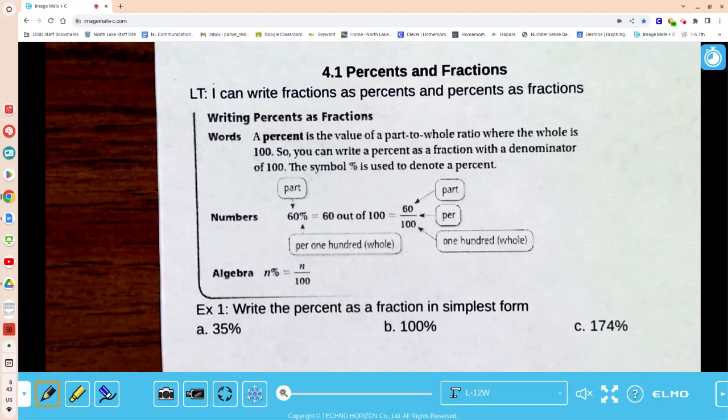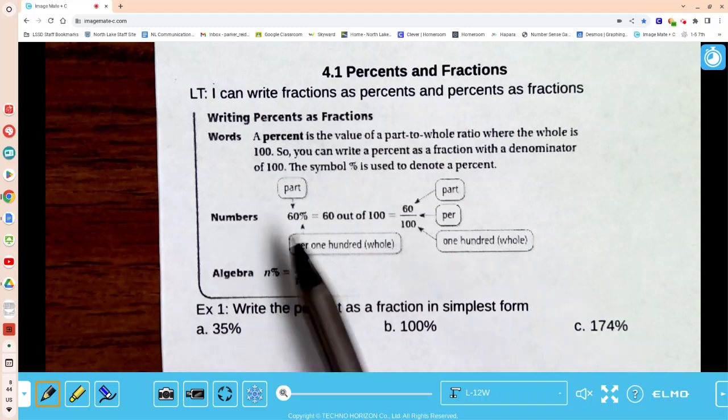Okay, so a percent is an amount out of 100. So when we say 2%, that means 2 out of 100. 5%, 5 out of 100. 10%, 10 out of 100. So that means that you can write a percent as a fraction that has a denominator of 100 because it's out of 100. The symbol, this circle slash circle, is used to denote a percent.